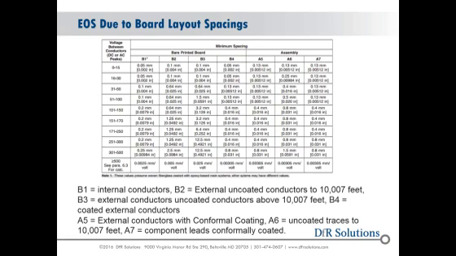External conductors that are uncoated again, but above 10,000 feet. And then looking at the assembly, external conductors with and without conformal coating. You can see that those spacings vary quite a bit, and you need to pay attention to those. For example, if you have a couple of points that are too close together, and you're getting an ESD issue or an EOS issue because of that spacing, then you have two choices. You can either widen the spacing to something that's going to behave, or maybe conformal coating is the answer. So this chart gives you that information to help you make that decision.